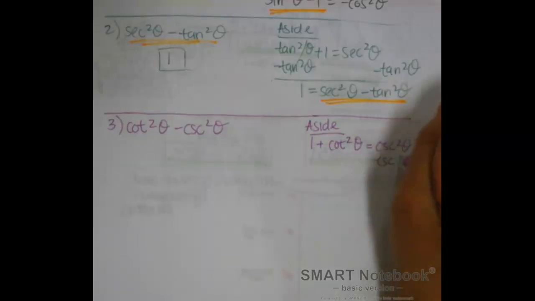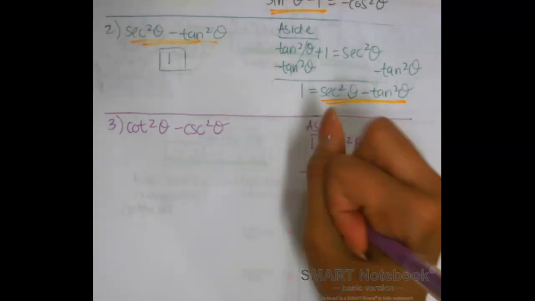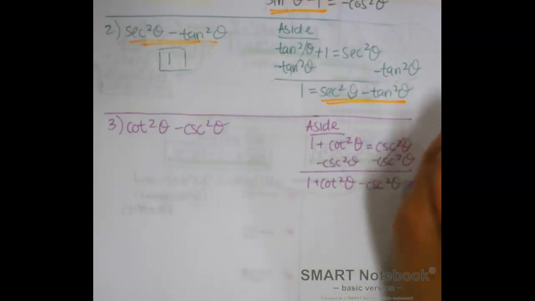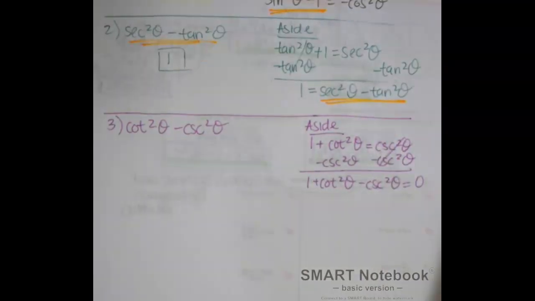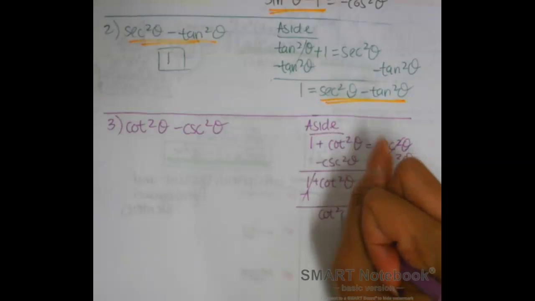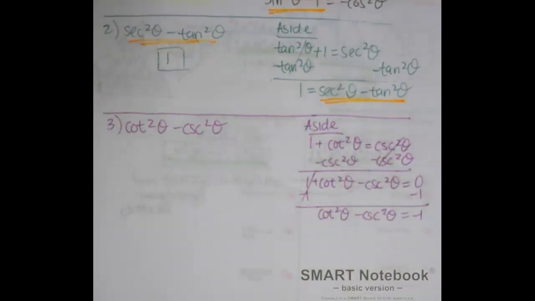Okay. And remember, guys, there are plenty of ways that you can do this. This is just one way. So we're going to make this 1 plus cotangent squared theta minus cosecant squared theta equals 0, because there's nothing on the other side. Now what? Subtract the 1. So cotangent squared theta minus cosecant squared theta is going to equal negative 1.